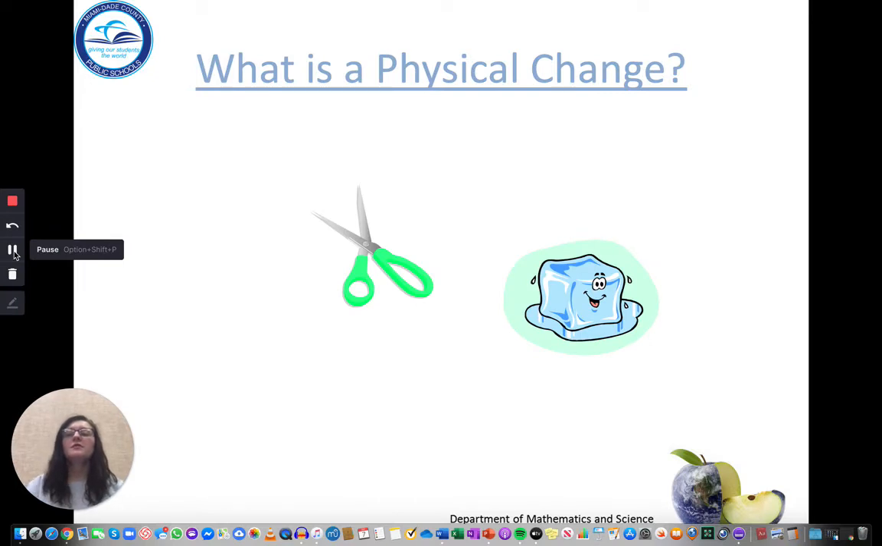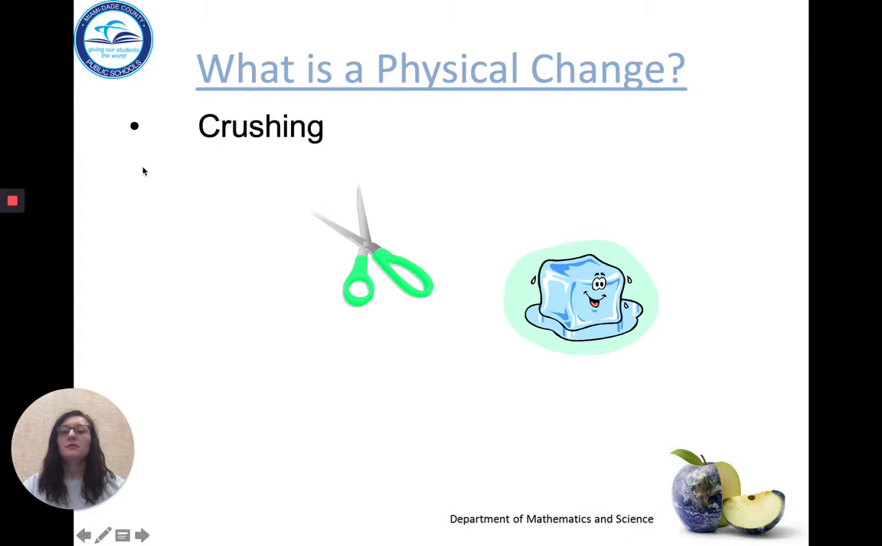All right, so let's talk about what is a physical change. So here's just a bunch of examples that I will put up here for you. So crushing something, so maybe you take an aluminum can, maybe like a Pepsi can or something like that, and you put it underneath your foot and you stomp on it. So that's a physical change. You just crush the can.